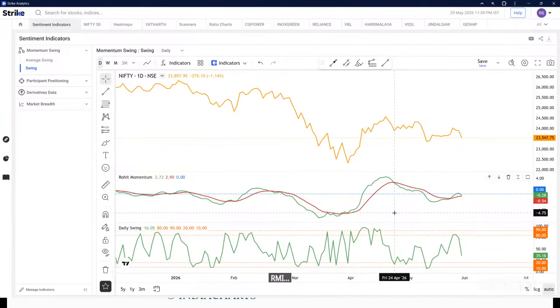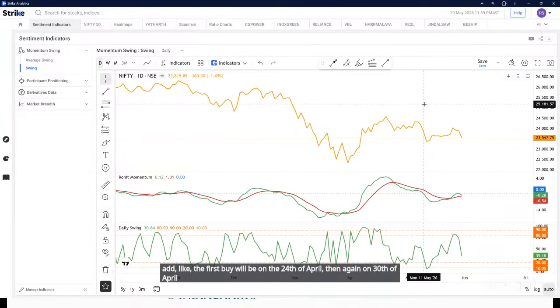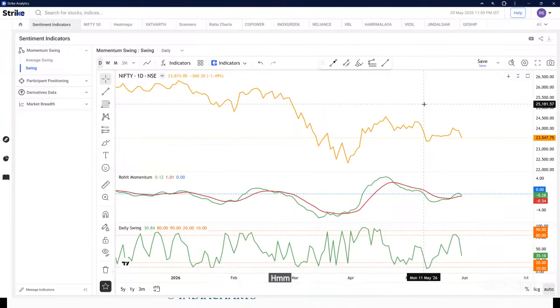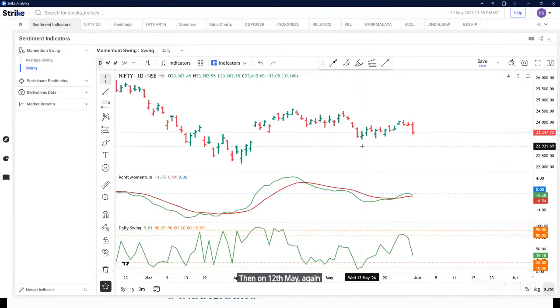RMI, RSI. So then, like as you had given in your trade that buy 3 calls and 1 put. So in that case, if we add, like the first buy will be on the 24th of April, then again on 30th of April it touches the 20 mark. So we can add the same combination of 1 put and 3 call. Then on 12th May again it happens, and we add again, and then sir, on 25th of May.